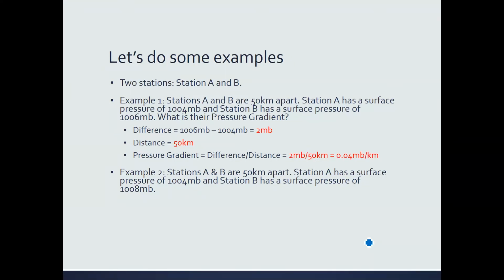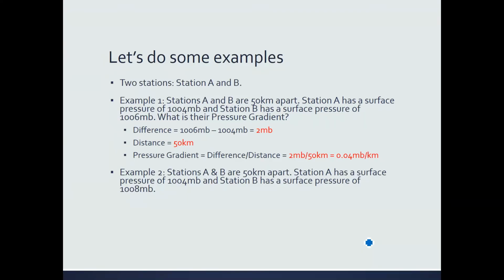It's literally the same thing as the previous example, just now instead of 4 over 100, it's 2 over 50, but it's the same thing. All right, if you got that one, you're in good shape. If you didn't, let's try another one.